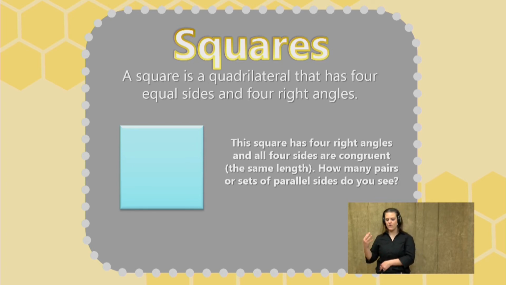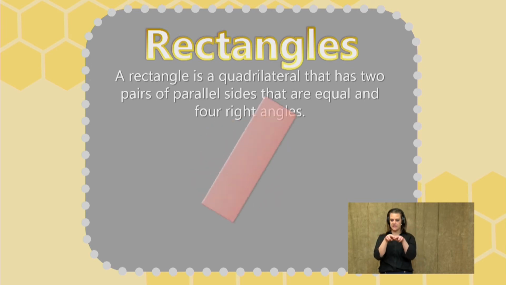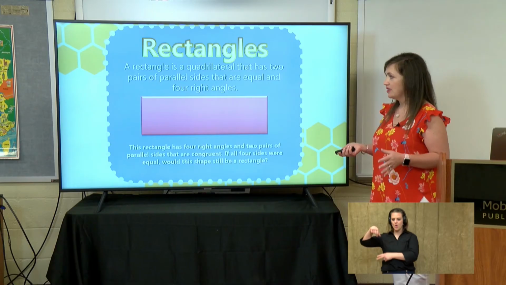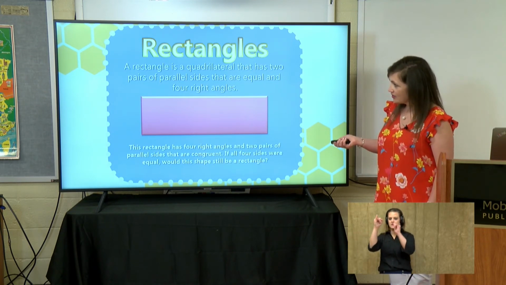Do you see any parallel lines in this square? Yes, there are 2 sets of parallel lines in each square. The next quadrilateral is a rectangle. It has 2 sets of parallel lines that are equal and 4 right angles.